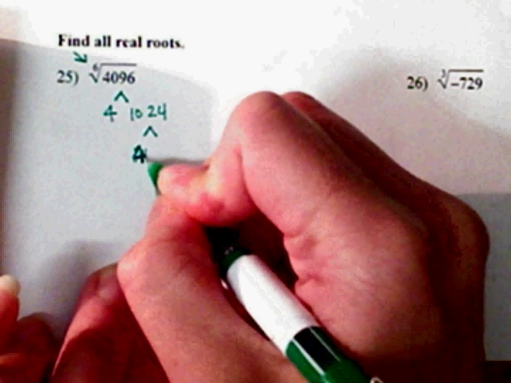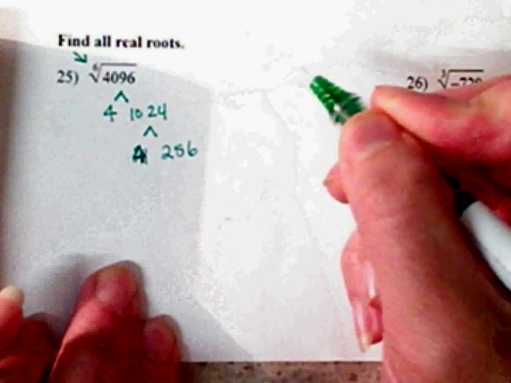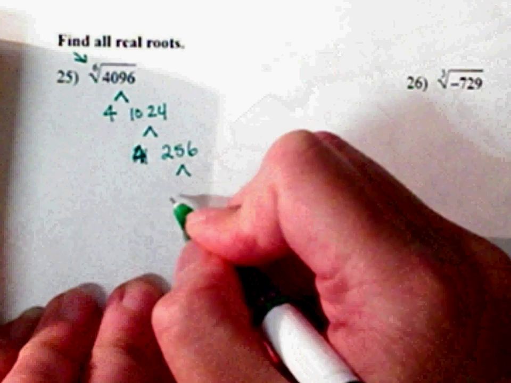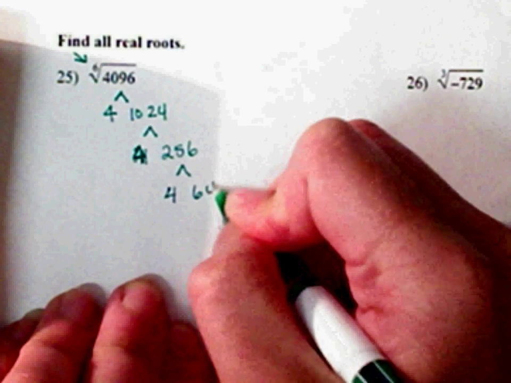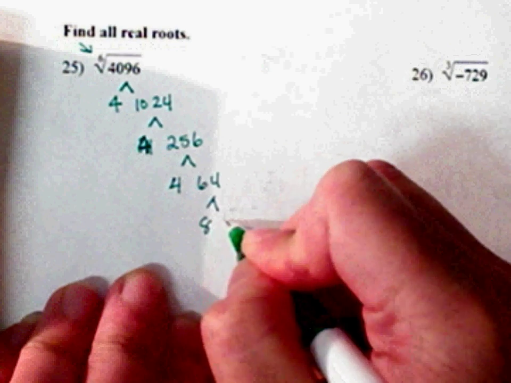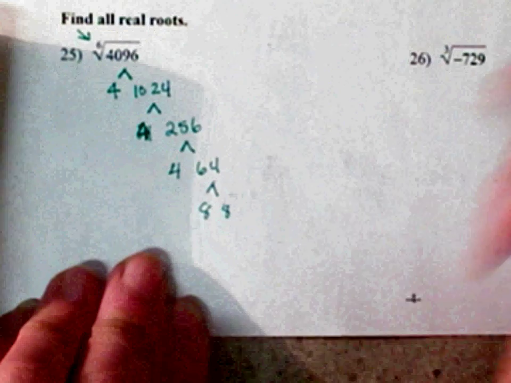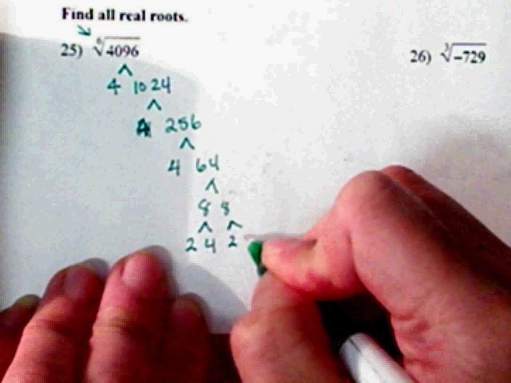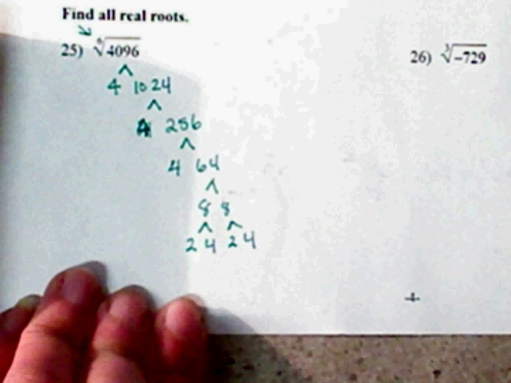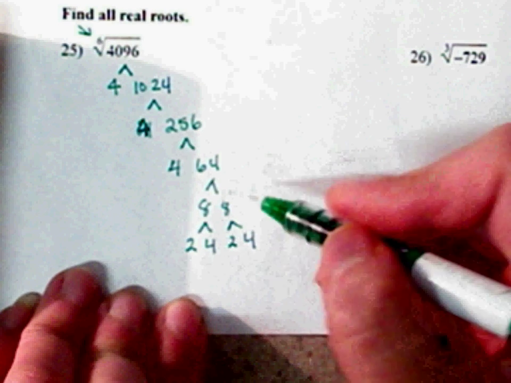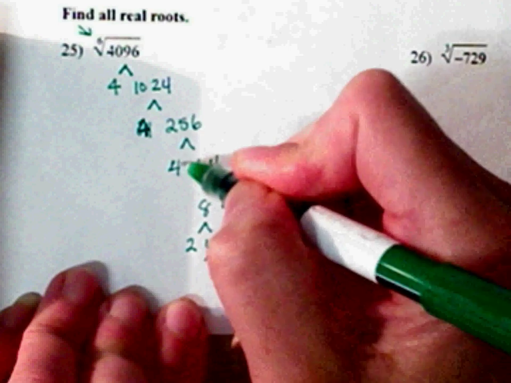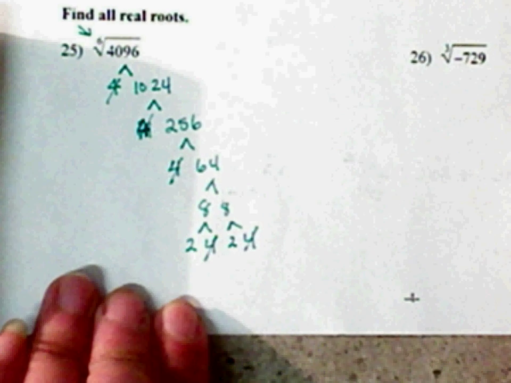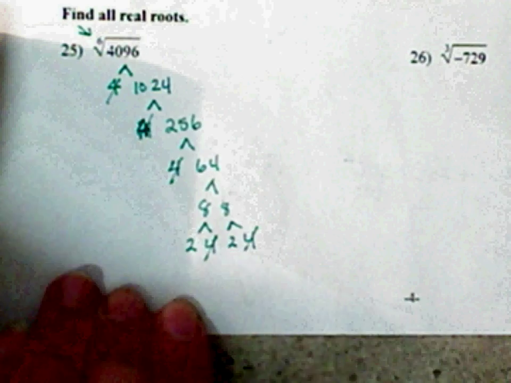4 times 256 is 1,024. Divide by 4. That gives you 4 and 64. And this will give you 8 and 8. Okay, remember you're looking for 6 of a kind. 2 and 4. 2 and 4. Before I break everything down to 2 by 2, let's see what you have. 1, 2, 3, 4, 5. You needed 6 of a kind. So notice you couldn't do it, okay? So we're going to continue on.